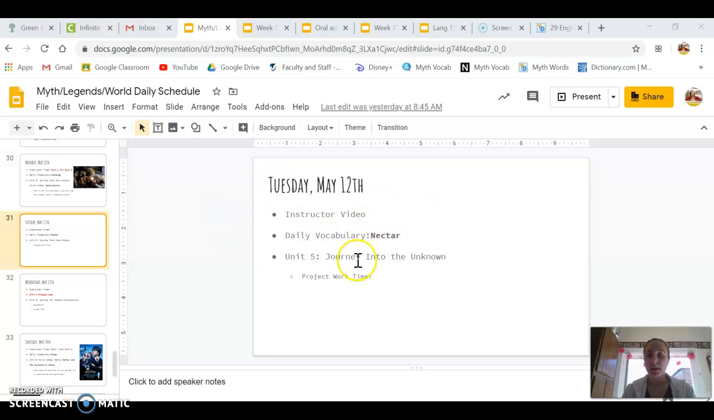But I do want to add to your daily vocabulary list. So the word today is nectar, which is the sweet secretion that plants and flowers usually give off. It's usually what bees take away from a flower.